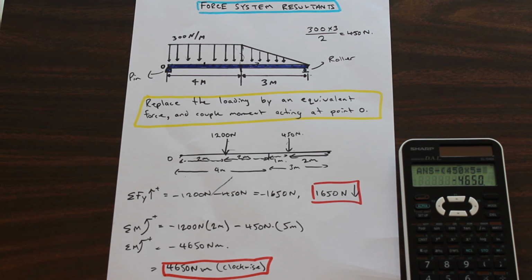We've found the resultant force of the loading on the beam, and then we also found the couple moment. So don't forget that whenever we're translating forces, we need to include the moment as well. And that's what the question asked for, so that's what we did.